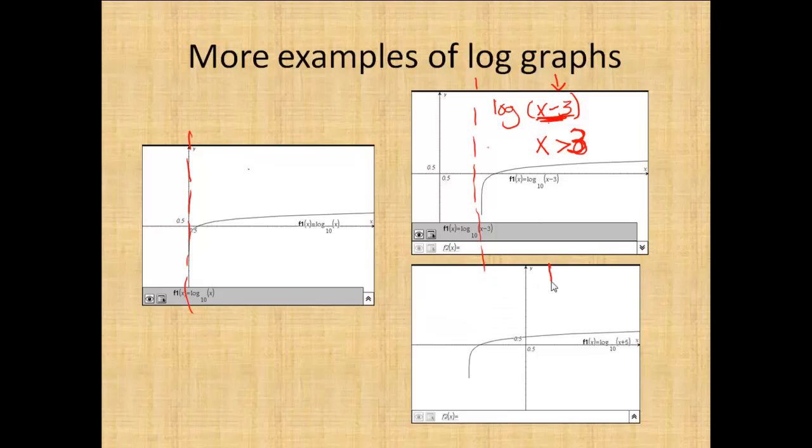Okay, here's one more example. This time I did the log of the quantity x plus 5. It is attached to the x, so I know that that's going to be a horizontal shift, and since it was a plus 5, I have to think in terms of the opposites, so it moved back 5. So now my asymptote is back here at negative 5, and my domain would be x has to be greater than negative 5 for this one. But notice how they all have the same general shape.